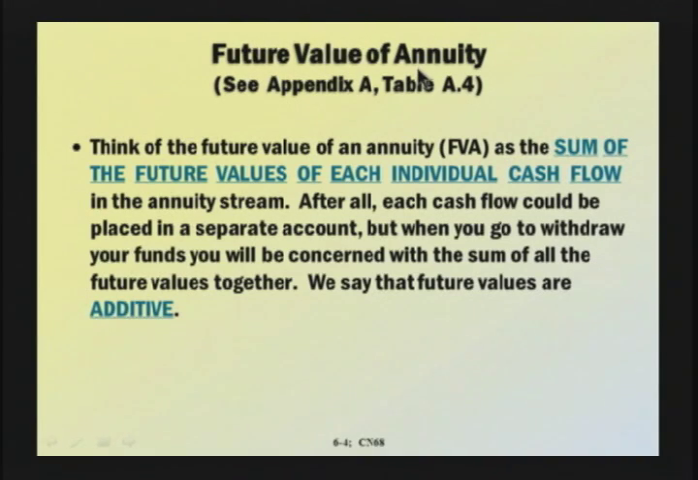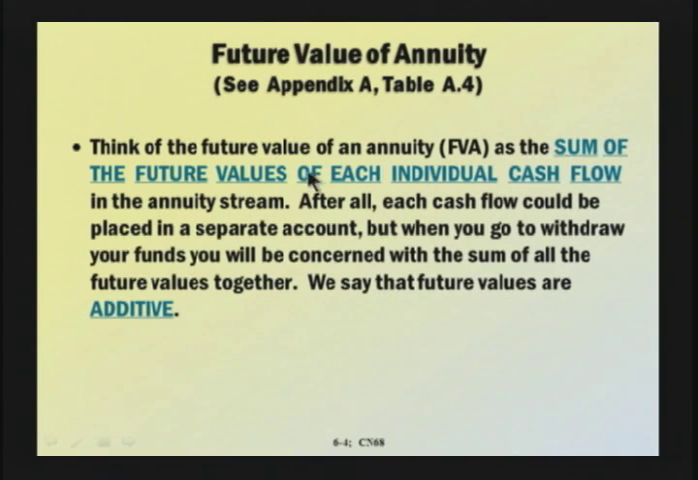Let's start with the future value of an annuity. In Table A4 of the appendix, you can see future value factors for the annuity. You can also see the formula used to calculate those factors. We're not going to use the formulas. There are examples in the course notes. We'll use the calculator, and at any time you'd like to verify those with the formula, you're welcome to do so.